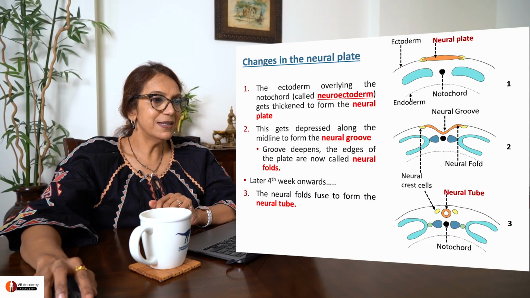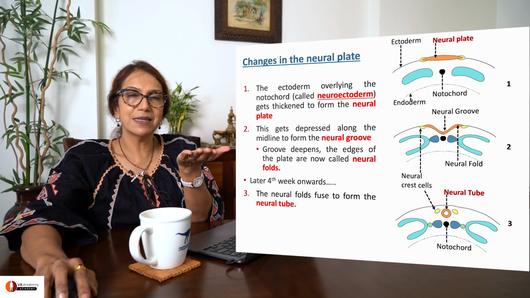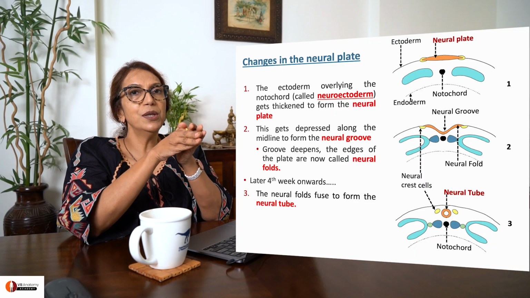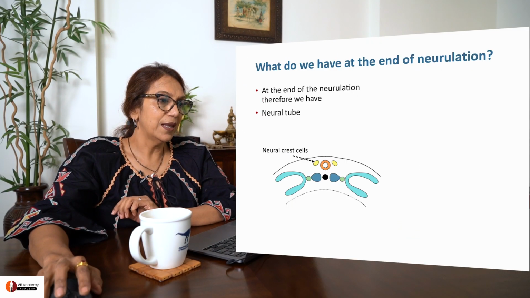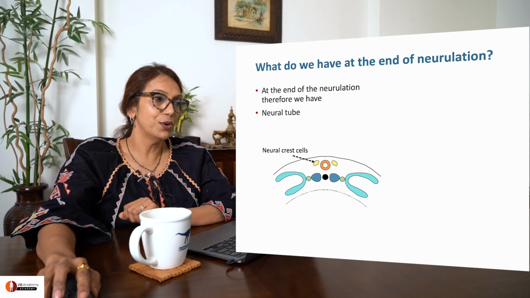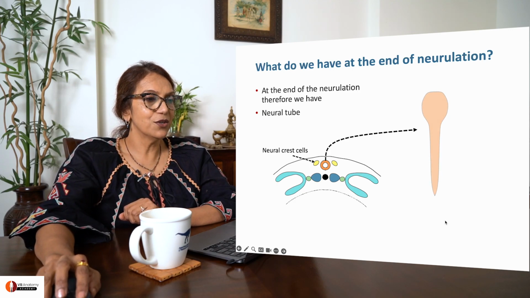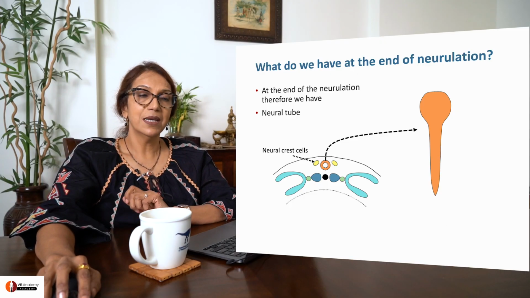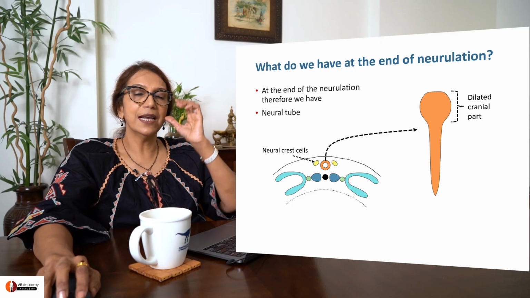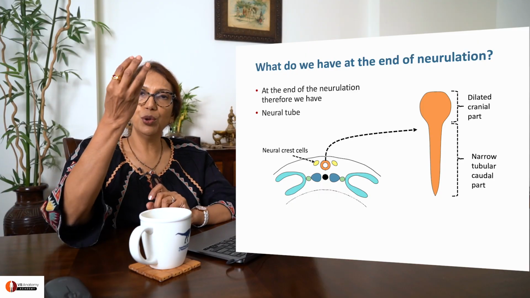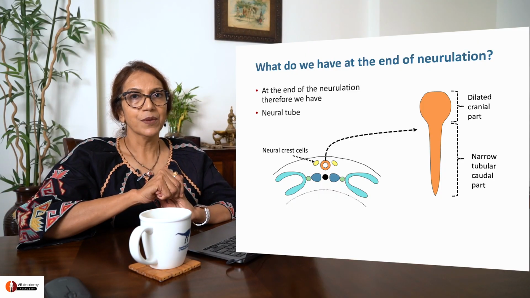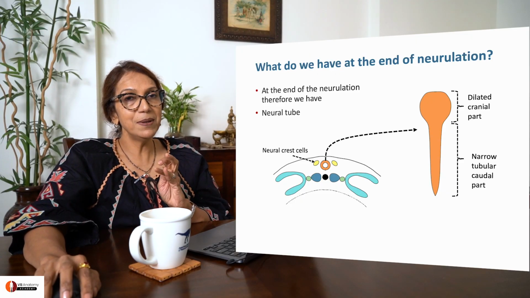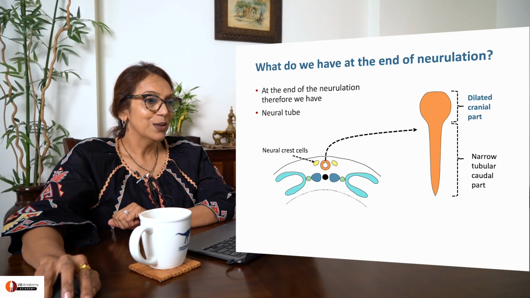Right. So this is how from an epiblast, from a neural plate, we have folded the plate to form a neural tube. Now, what have we got at the end of neurulation? At the end of neurulation, I have a neural tube. This neural tube is dilated at the cranial end and slim and narrow, tubular at the caudal end. So this is the neural tube we have at the end of neurulation. Now what happens? Let's understand.